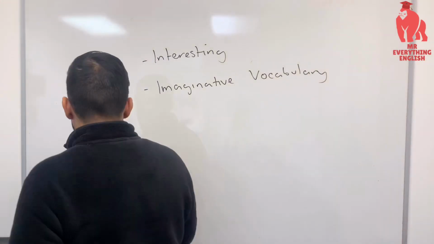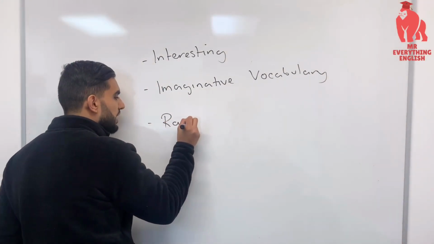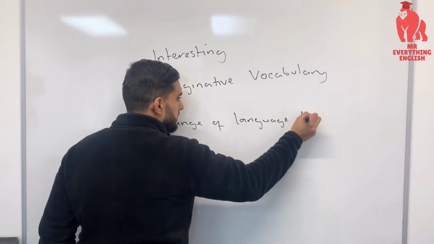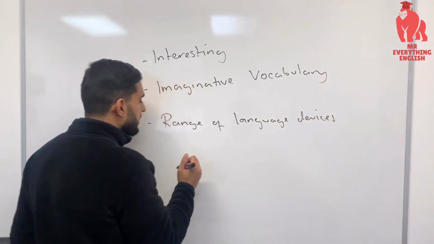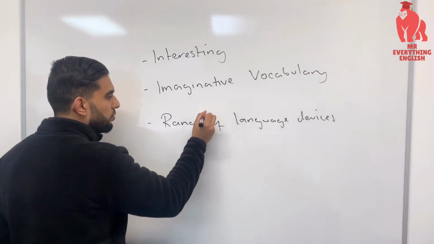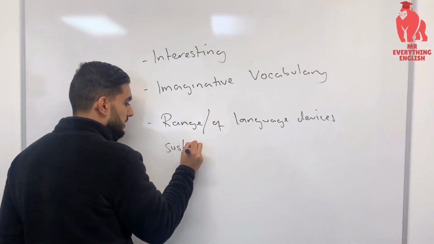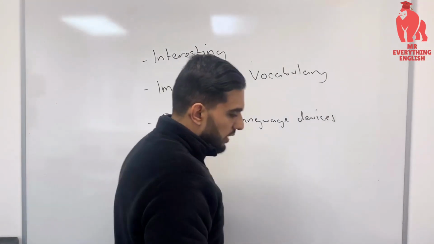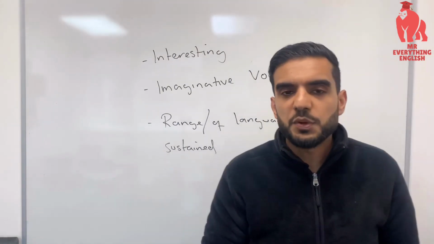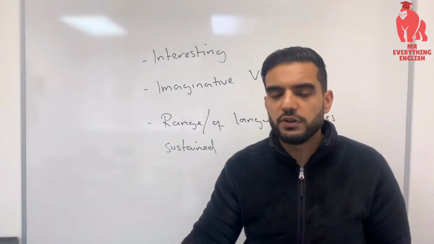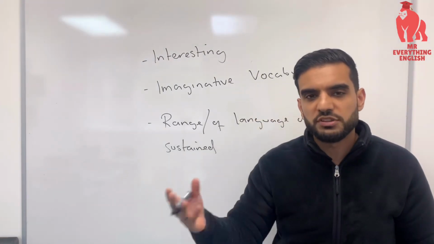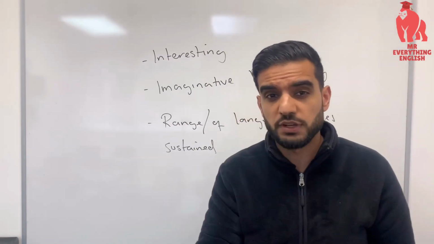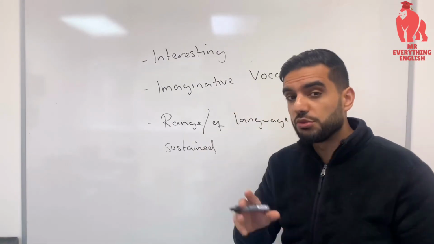Guys, next part of the mark scheme, you must have a range of language devices. I'll add the word here, a range, and it must also be sustained. That's what it says in the mark scheme. Alright guys, first things first, what are language devices? Language devices are things like similes, metaphors, verbs, personification, oxymoron, juxtaposition, rule of 3, repetition. These are all language devices. You should all know them.